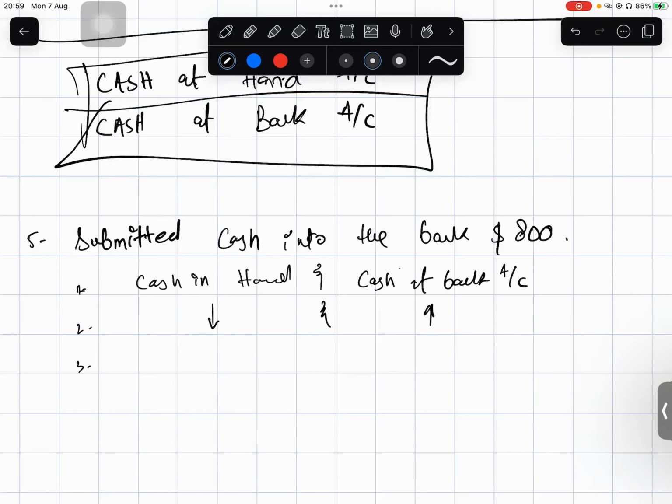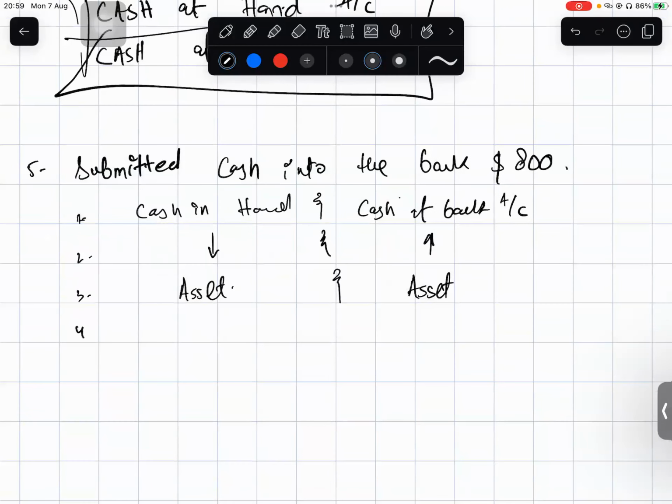Yes. Number 3, what do you think the types are? Cash at hand and cash at bank. Cash in hand is asset. Yes, absolutely. Cash at bank, asset. It is cash after all. Doesn't matter if you put it in your first drawer or your second drawer. It is cash, right? So it is an asset.